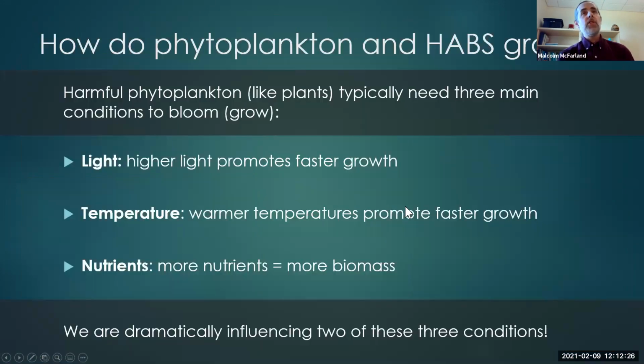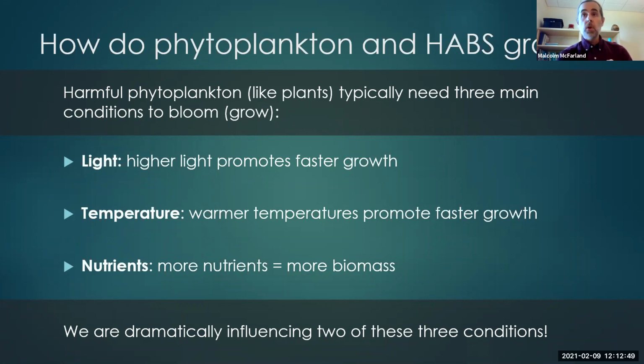So I mentioned that phytoplankton are basically plants. So how do they grow? Well, they need basically three things, like any plant does. They need light, they need nutrients, and they need a certain temperature range.